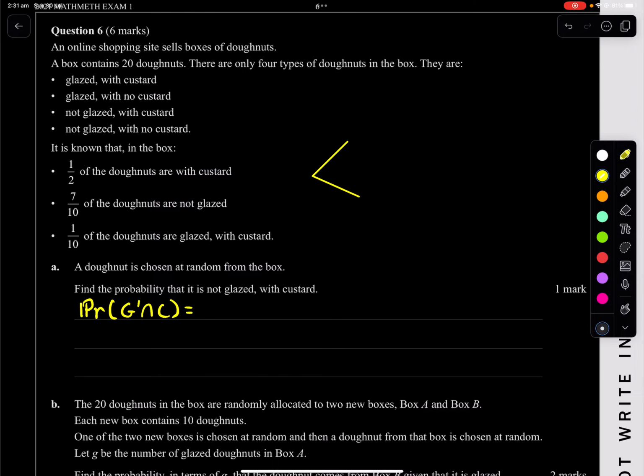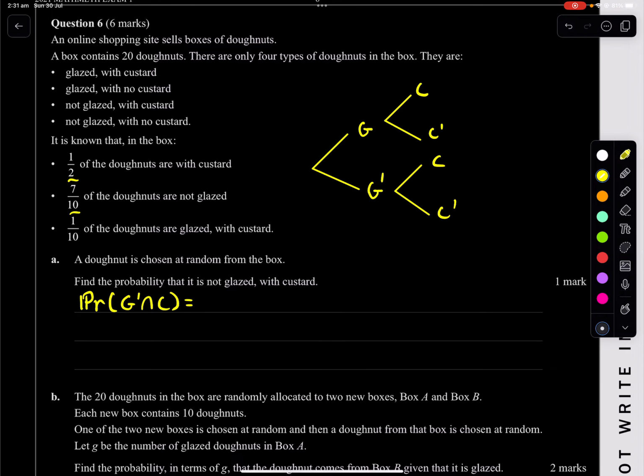Because there are 4 types of donut, there's glazed and non-glazed, and there is custard and no custard. We know that half of the donuts are with custard. That's useful, but let's look at the next one. 7 out of 10 of the donuts are not glazed, so this is 7 over 10, and this one is 3 over 10. And 1 over 10 of the donuts are glazed with custard. That's 1 over 10 over here, which will be 9 over 10 over here.